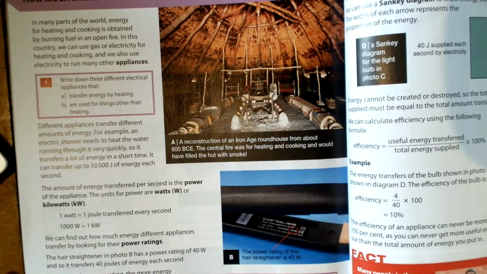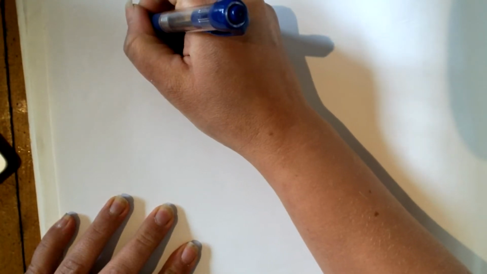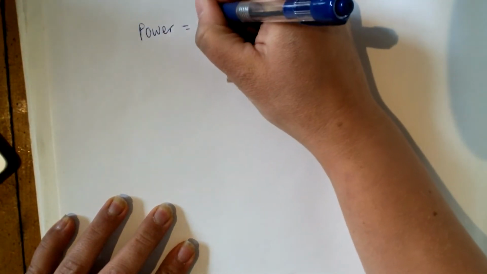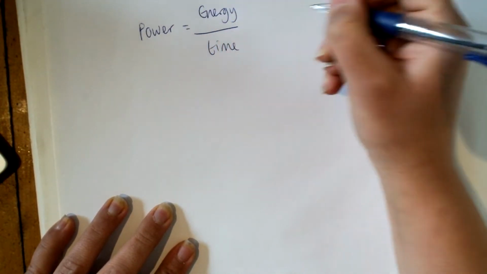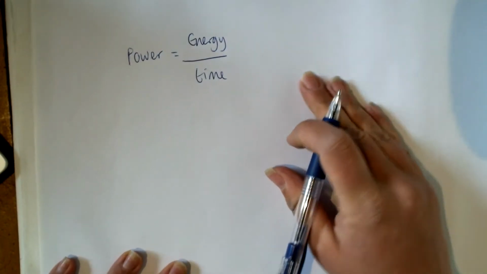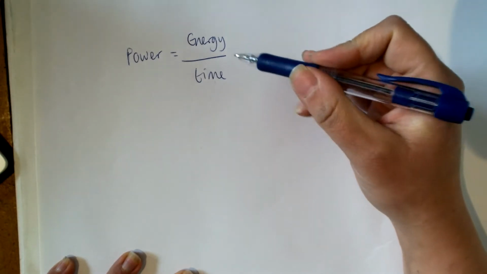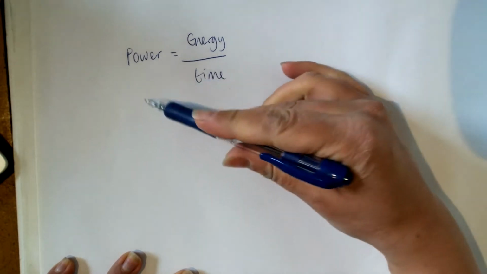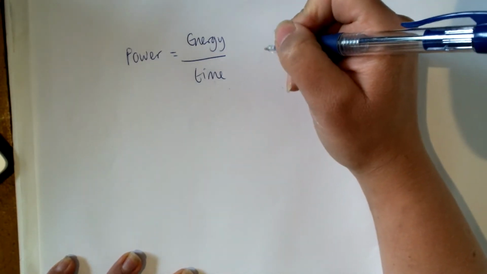Okay, so you can work, I'm going to just switch to my paper, you can work out what the power of appliances is with this formula. So power is how much energy is transferred divided by how much time it takes. Okay, so energy per time, energy per second, power.